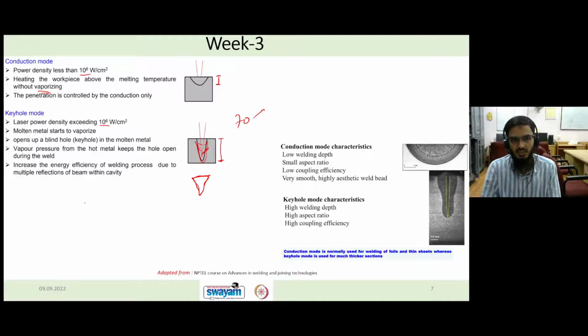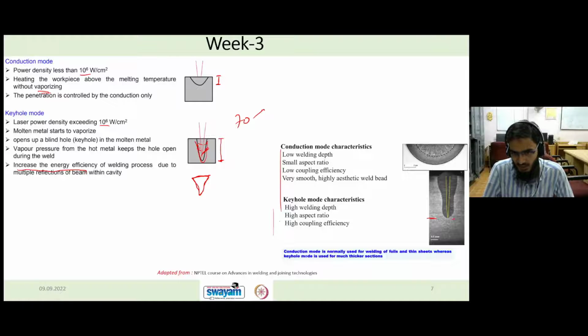So that will ultimately lead to an increase in the energy efficiency. So this is how keyhole and conduction mode will look and their different features. You can see here it is just below the surface, the penetration has happened, and in keyhole mode it has almost penetrated through up to here. So you can see the features. I hope it is clear, keyhole and conduction.